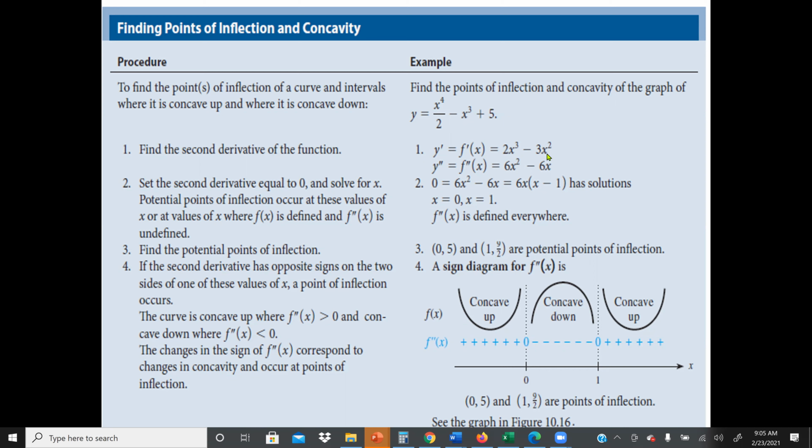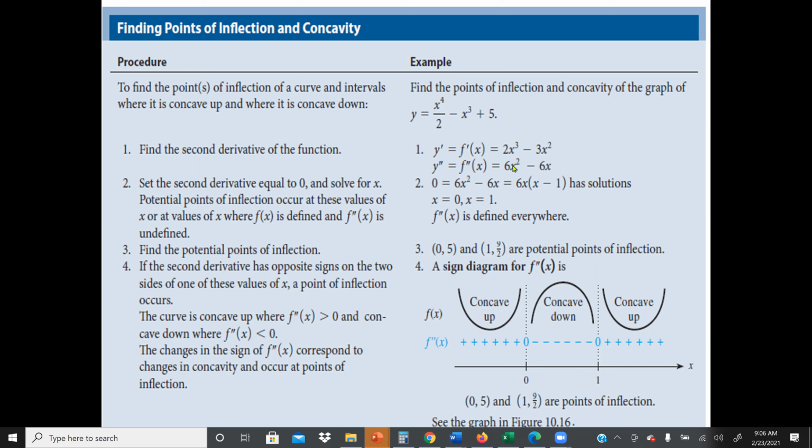Now we still need to find the second derivative. So the second derivative will give me 3 times 2, which is 6x squared, and minus 3 times 2, which is 6x. Now, the point given to us, in this case, when we look at the definition, we say it's undefined or 0. So we equate the second derivative of the equation to 0 to find the point.